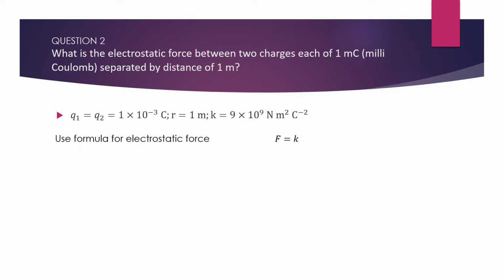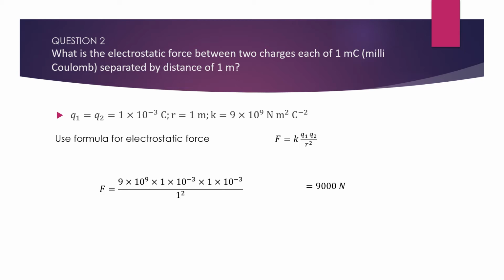Now use formula for electrostatic force. F is equal to K Q1 Q2 over R square. Now substituting these values, K is equal to 9 into 10 power 9, the charge is 1 into 10 power minus 3, 1 into 10 power minus 3 divided by 1 meter square. This results in 9,000 Newton.